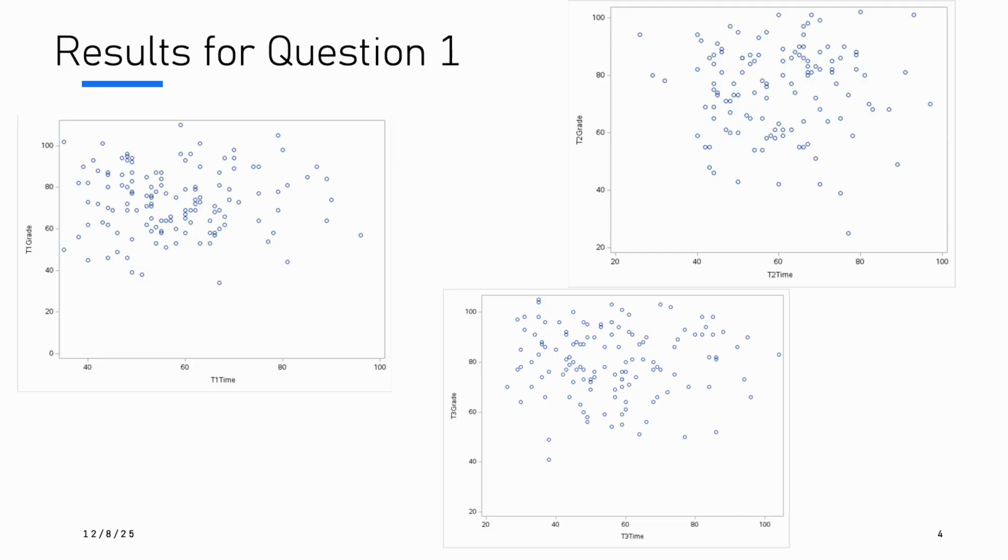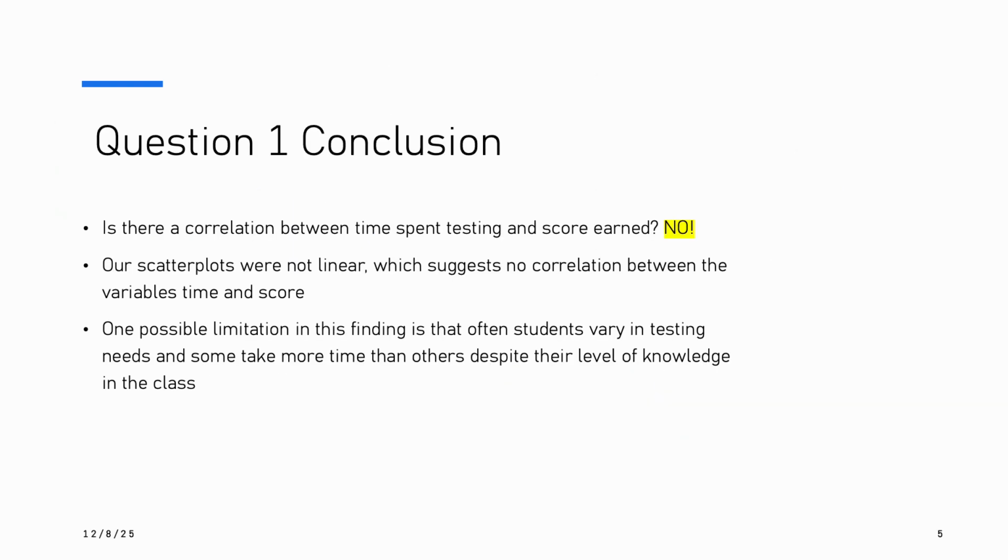Each scatter plot corresponds to a different test, and as you can see, there is no specific linear pattern, which is showing that there's not an association between the two variables. Is there a correlation between time spent testing and score earned? No! Our scatter plots were not linear, which suggests no correlation between the variables time and score. One possible limitation in this finding is that often students vary in testing needs, and some take more time than others despite their level of knowledge in the class.